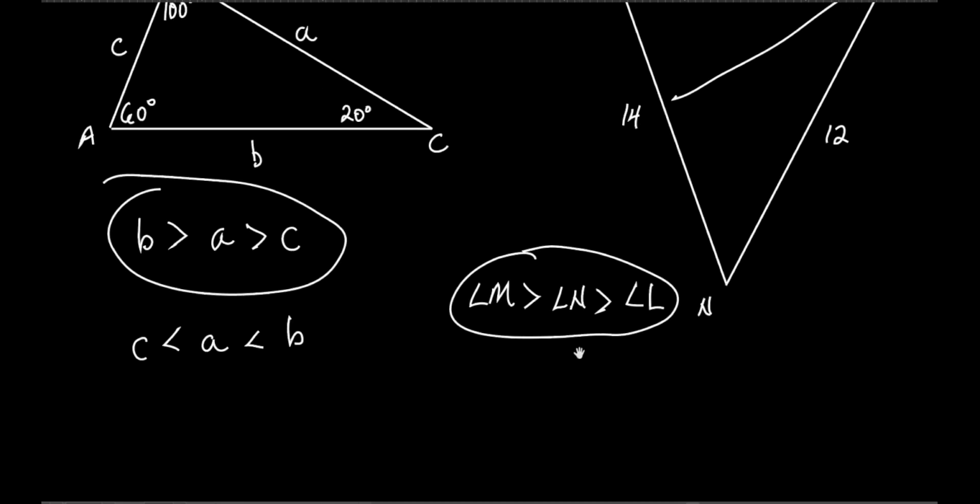What if I asked you to put it in order from the smallest one to the largest one? Which one's the smallest one? Angle L. Which one's the medium one? Angle N. Which one's the biggest one? Angle M. But if I go from smallest to biggest, how am I going to do my inequality? That's less than, that's less than. So this would be from the smallest to the biggest. This would be from the biggest to the smallest.